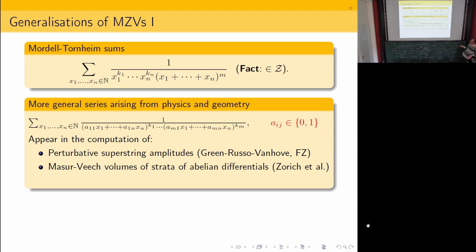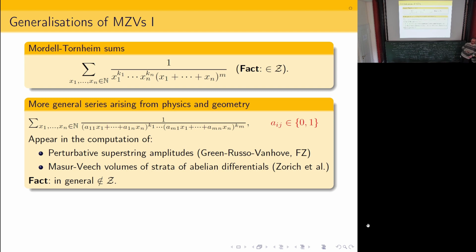And the answer is, unfortunately, no. In general, you cannot. I will show you at some point in this talk, I don't remember when, a counterexample which tells you that in general a sum like this is not going to be in the ring of multiple zeta values. You mean experimentally or provably?